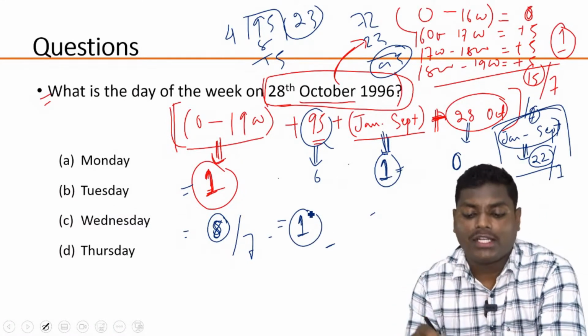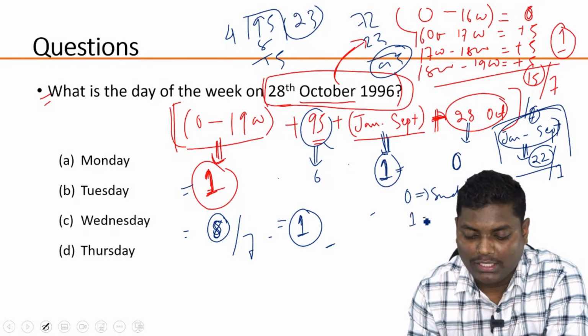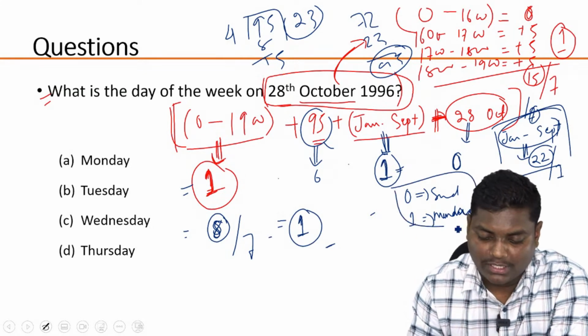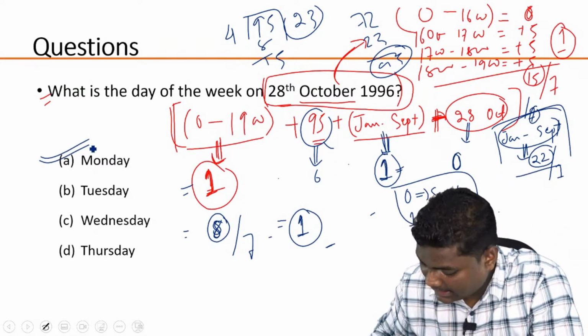Now what will this 1 odd day correspond to? We know for 0 it is Sunday. For 1 it is Monday. That's how we solve it. So the correct answer is Monday.